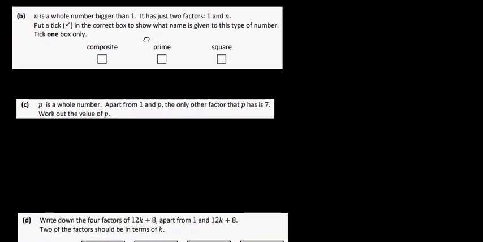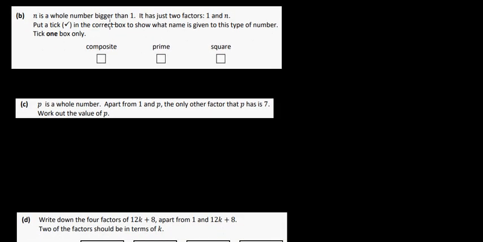Okay, let's look at part B then. N is a whole number bigger than 1. It has just two factors, 1 and n. Put a tick in the correct box to show what name is given to this type of number. So this type of number really is just a prime number. Any number bigger than 1 that only has two factors, 1 and itself, is called a prime number. Put a tick, so we don't have to do anything else. So the correct answer there is prime.